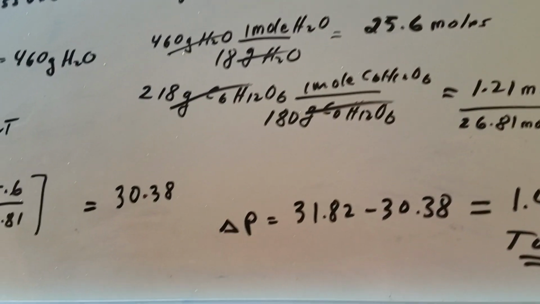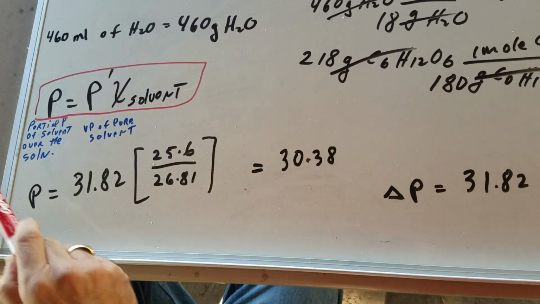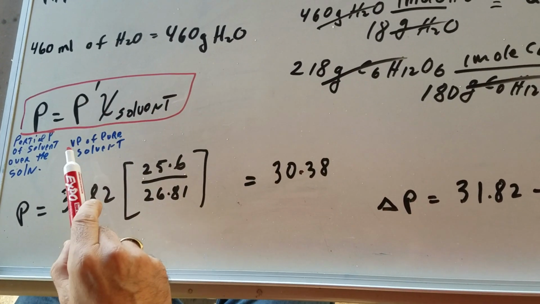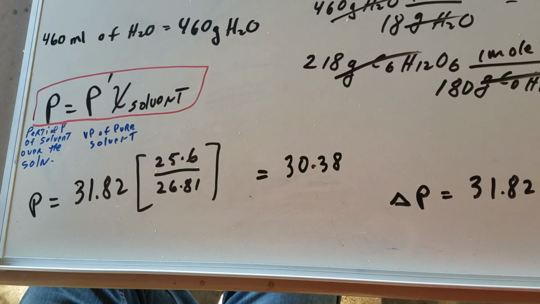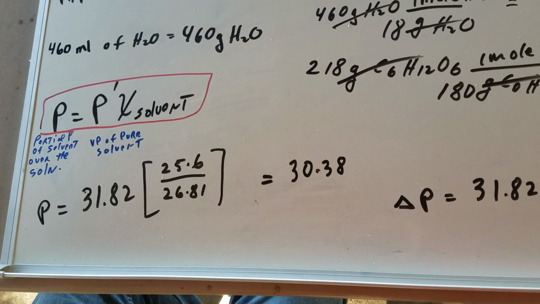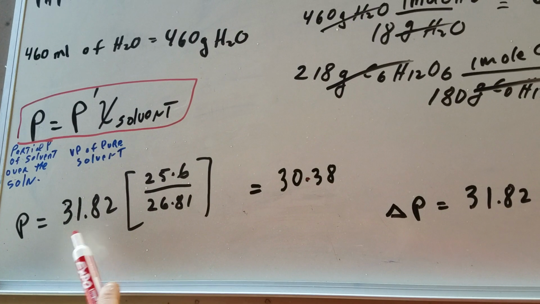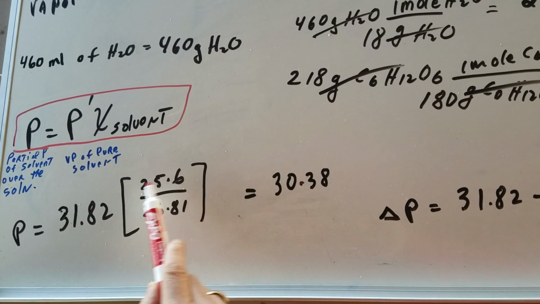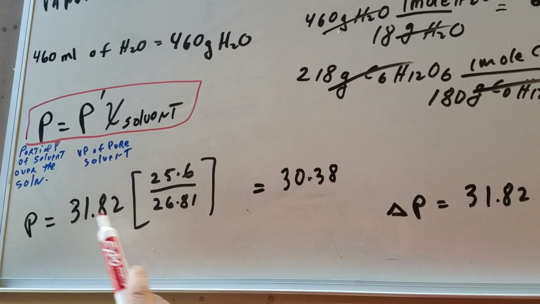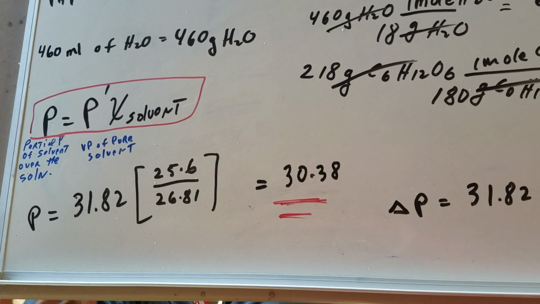The next thing I do is put up what we call Raoult's law, which says P equals P prime times X of solvent. The X of the solvent is the mole fraction. P prime is the vapor pressure of the pure solvent. Here it was 31.82, that was given. The P on the left side is the partial pressure of the solvent over the solution. All right, plug and chug. P prime is 31.82. The X of the solvent is the moles of solvent, which is the water, 25.6, over the total, 26.81. And when you did it, you came up with an answer of 30.38. Makes sense, the number has dropped.